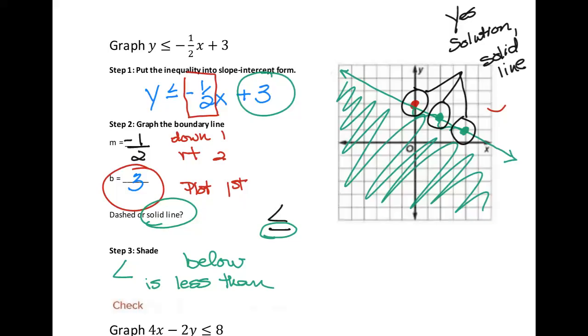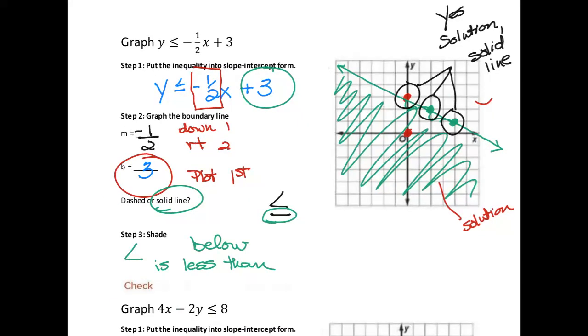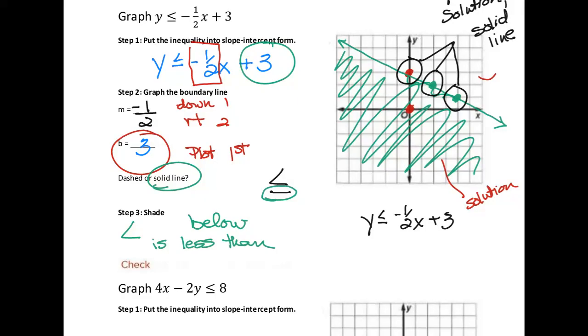Now, sometimes you might make a mistake and shade the wrong half. So we can check this very easily. And you know what point I like to check with? Because all of this that's shaded is also part of the solution. So I'm going to pick the point (0, 0). So I start with my inequality: y is less than or equal to negative 1/2 x plus 3. If (0, 0) is on the correct side of the solution, if I substitute that in, it should make the inequality true. So y is 0, because I'm using (0, 0).